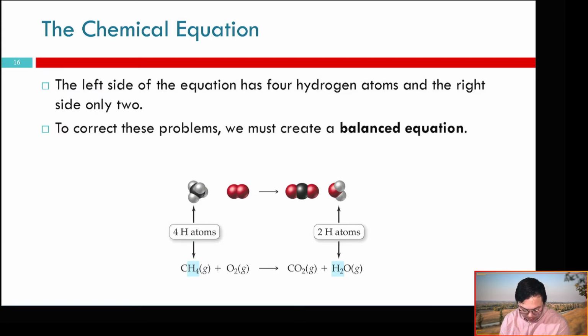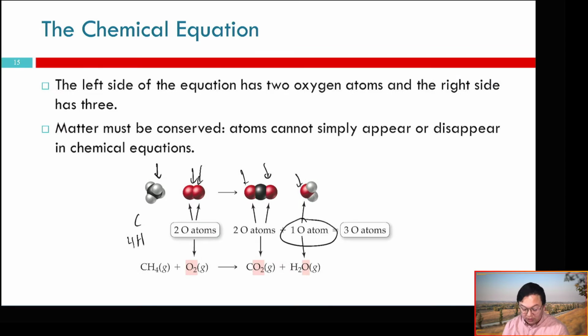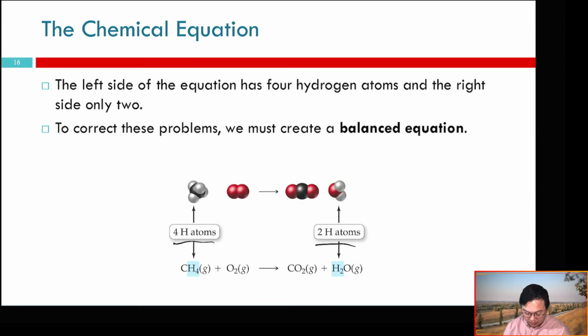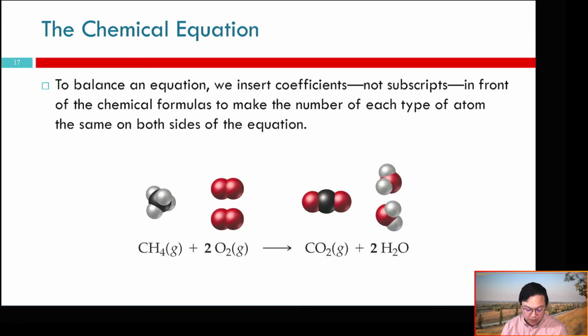So we have to create a balanced chemical equation. Now we're talking about hydrogens, right? So we have 4 hydrogen atoms. We have 2 hydrogen atoms, right? So this is not a balanced chemical equation. We've got a mismatch in our oxygen, and we have a mismatch in our hydrogen. So to fix that, what we do is we add coefficients. We add these numbers in front of the molecule's molecular formula to change the number of atoms on either side, right?